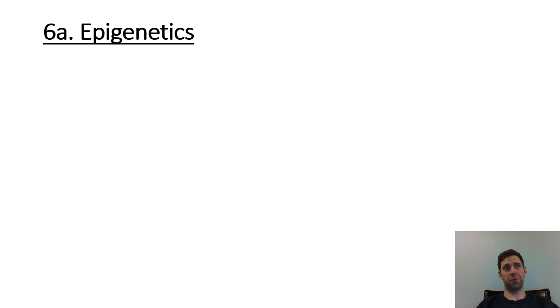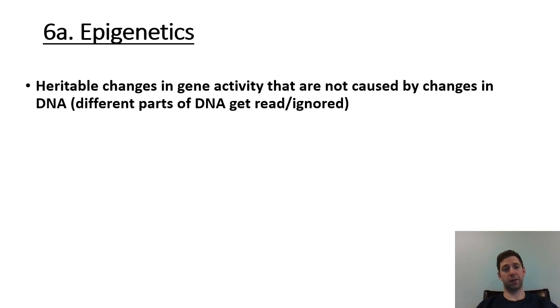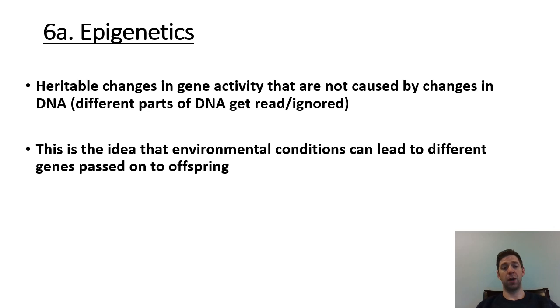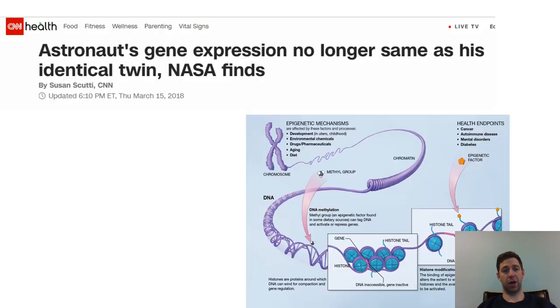But that subsect of environmental inheritance is epigenetics. Epigenetics is a really interesting and more recently understood aspect of genetics. It's heritable changes in gene activity that are not caused by DNA. Basically, things that you do, things that you eat, environments that you're in can actually change what part of your DNA gets read by mRNA and what parts get ignored. And so it's actually going to change the traits that you have. It's an idea that environmental conditions can lead to different genes passed on to the offspring.